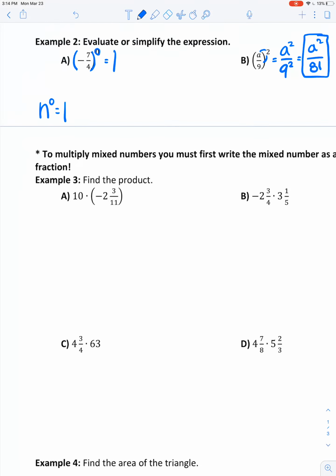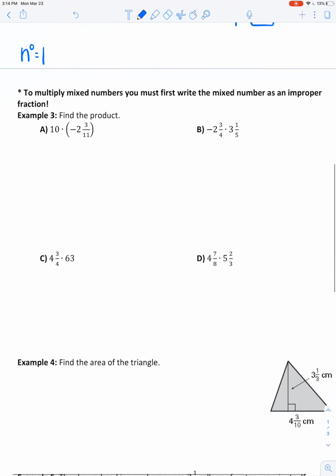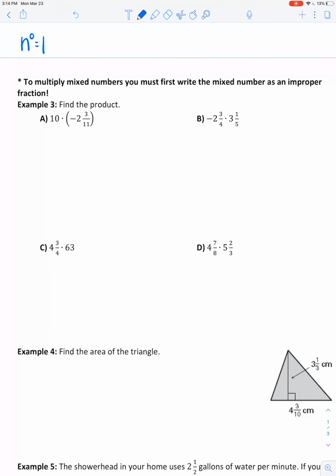Okay, on the back side, to multiply mixed numbers, you must first write the mixed number as an improper fraction. This is what we were doing in our last lesson. So I'm going to do letters A and B for you, and I will have you try letters C and D on your own, and you can check those with the teacher's notes.